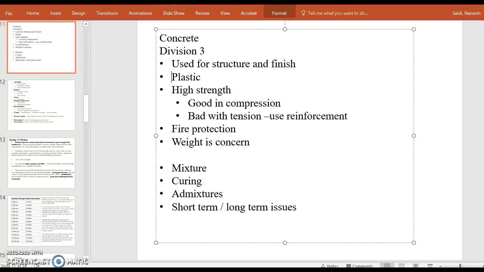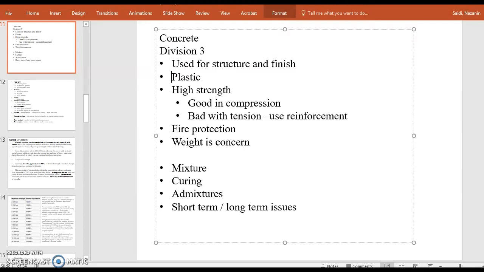Division 3, concrete. Division 3 of CSI format is concrete. Every time we start a new subject, particularly a material that is used primarily for structure, we will look at the value of the material in terms of structure versus finished material. We will look at the core component of the material product, and we'll look at the pros and cons and ways that we could actually take care of its negative concerns.